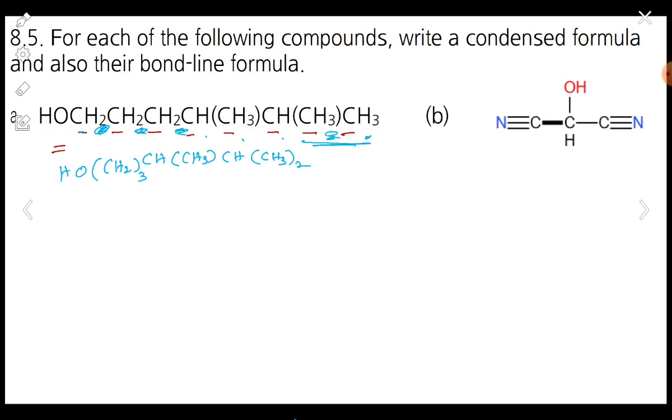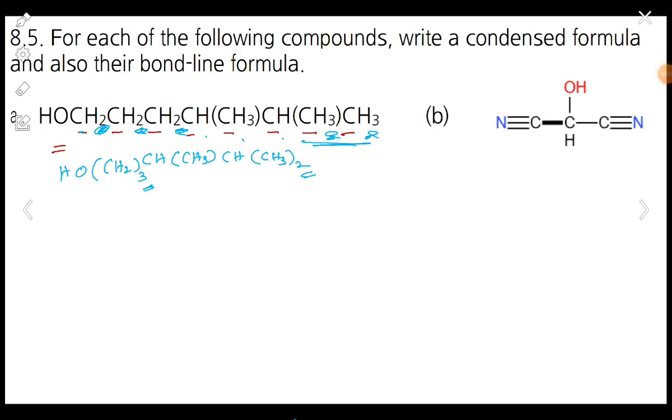Okay, then you count on them and make them as a short form. Okay, this is a condensed formula. Now let's try to write the bond line formula for this one. How to write the bond line formula for this one?